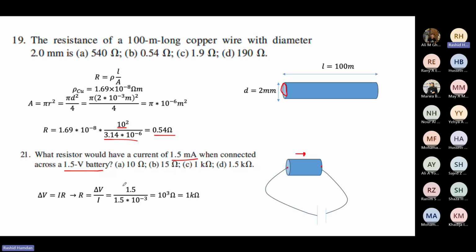Delta V equals IR, or I equals delta V over R. And I want to find R. So R is delta V over I. I have to change the current to ampere. So I got 1.5 over 1.5 times 10 to the power minus 3. So that's 10 to the power 3 ohm, or 1 kilo ohm. So to have a current of 1.5 milliampere, I need a large resistor of 1 kilo ohm.